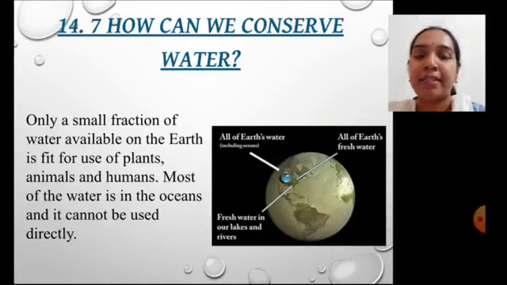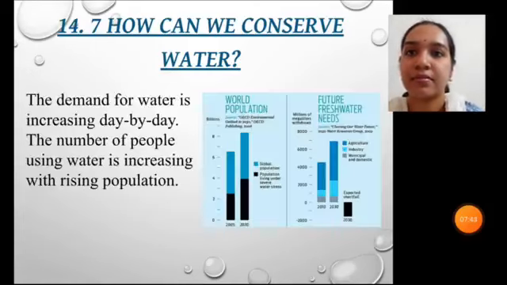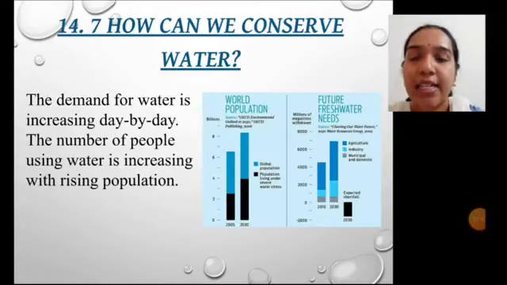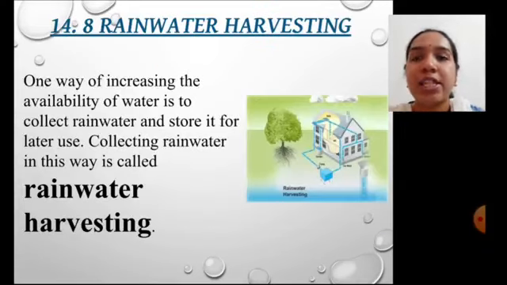You know, availability of fresh water is very less on earth. Due to increasing population, water needs are also increasing day by day. That's why it is very important to use water carefully without wasting it. For that purpose, we need to save water properly. One such method to conserve water is the rainwater harvesting method.